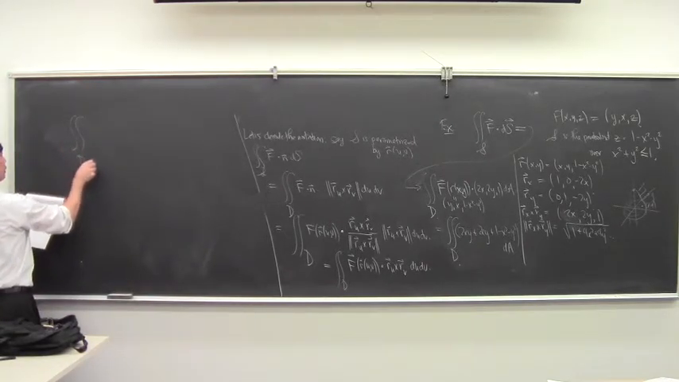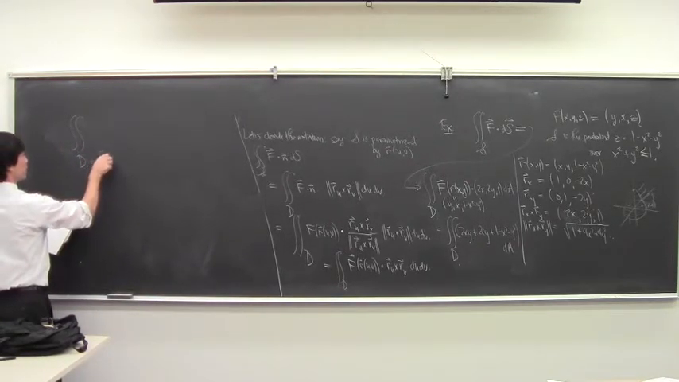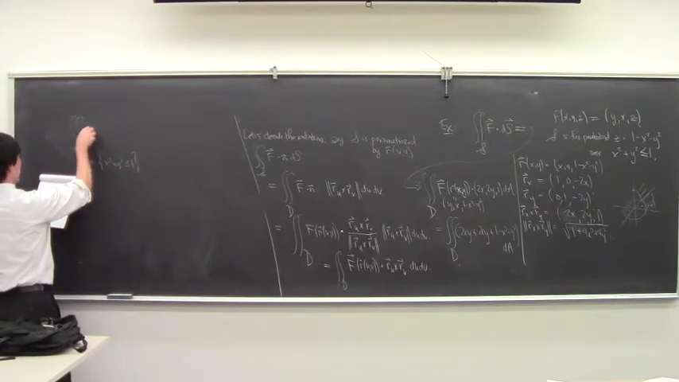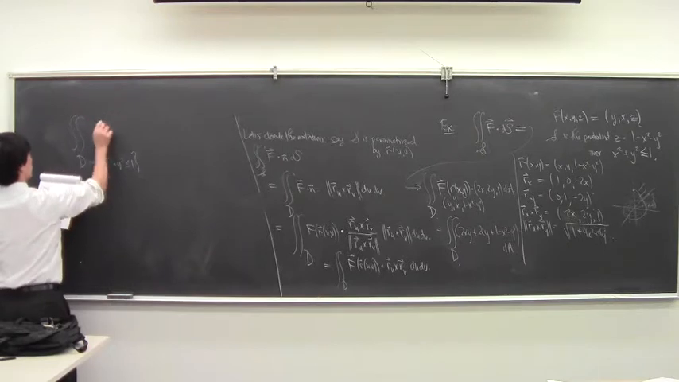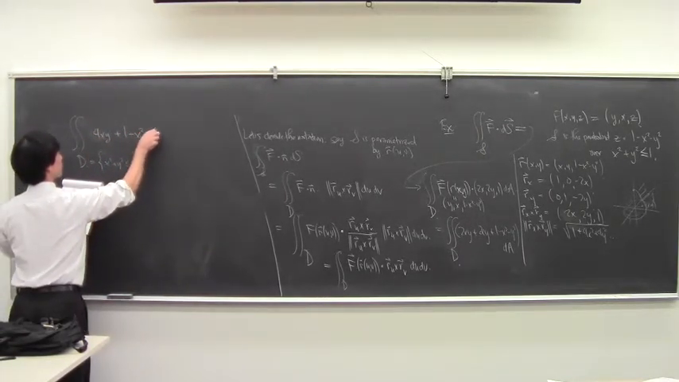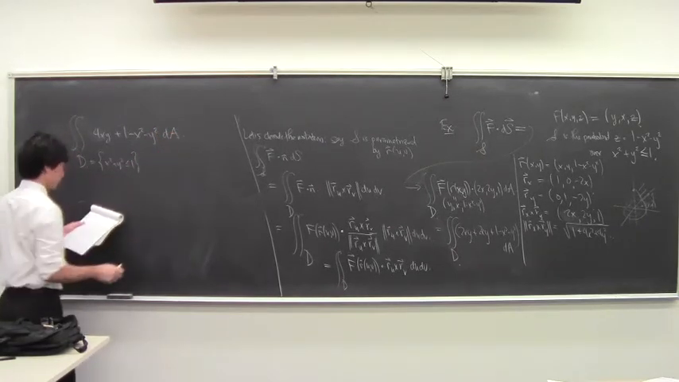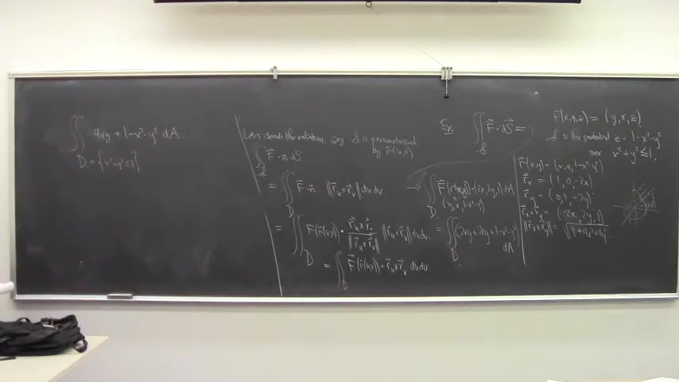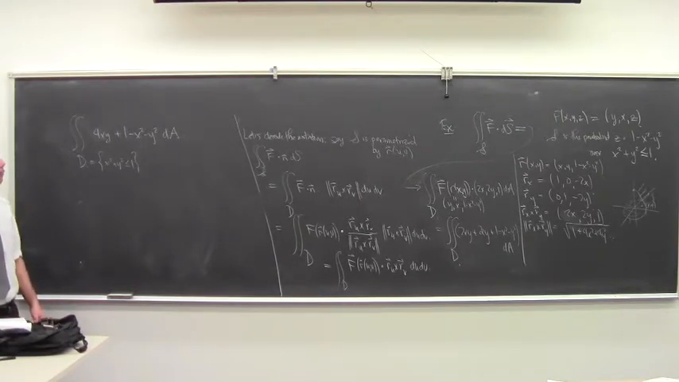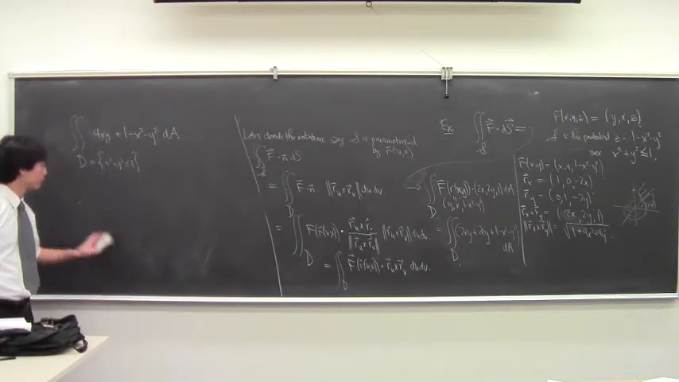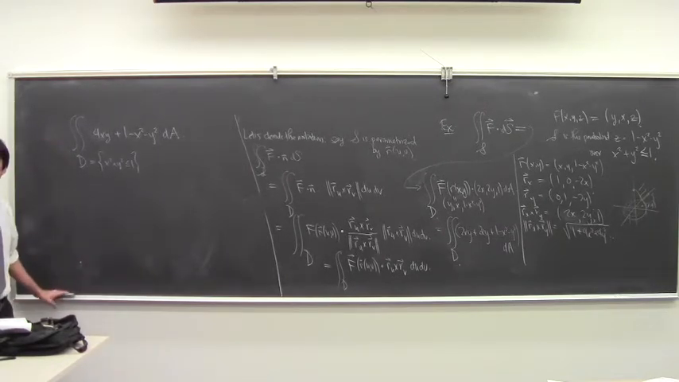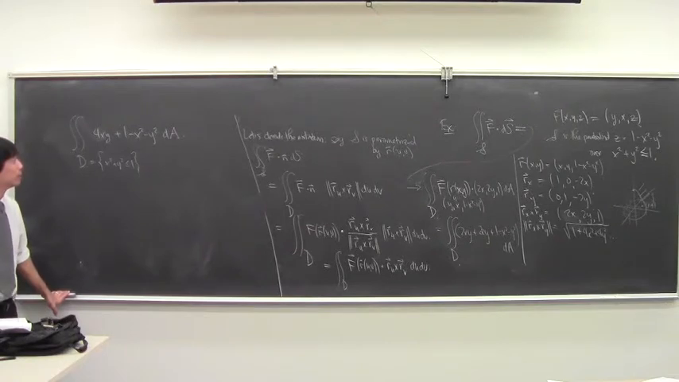Double integral over the disk of radius 1, that is x squared plus y squared less than or equal to 1, of 2x, 4xy plus 1 minus x squared minus y squared. How would you do this integral?